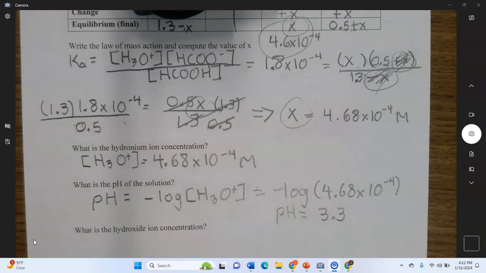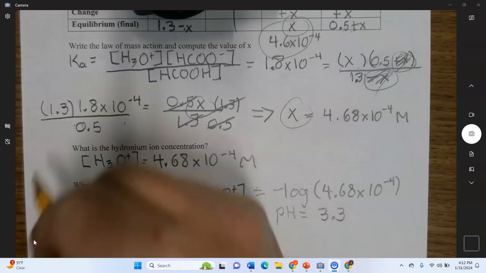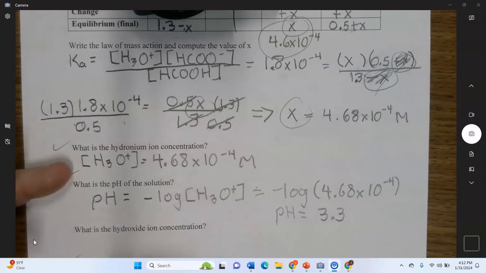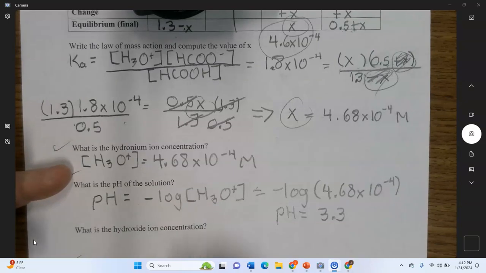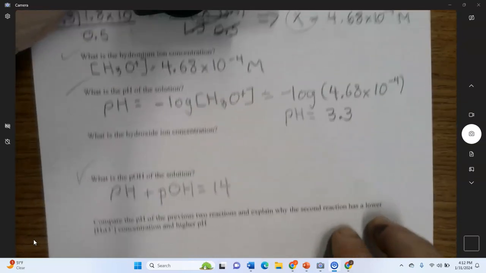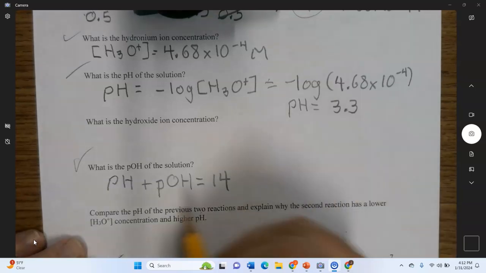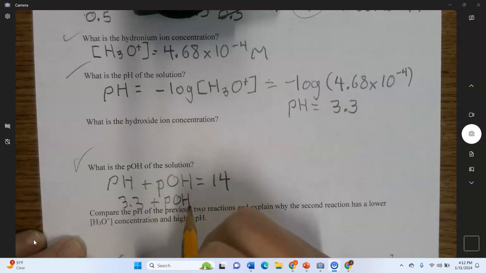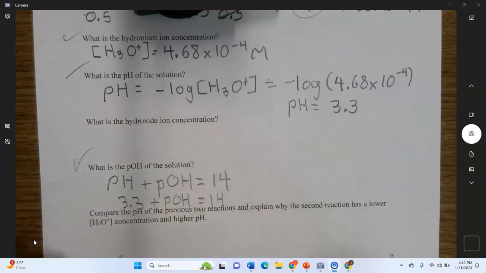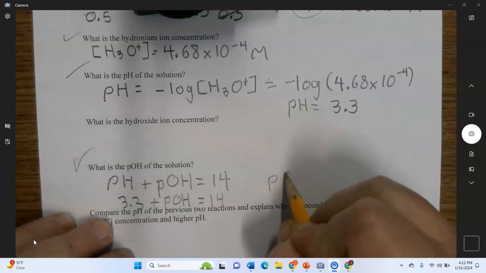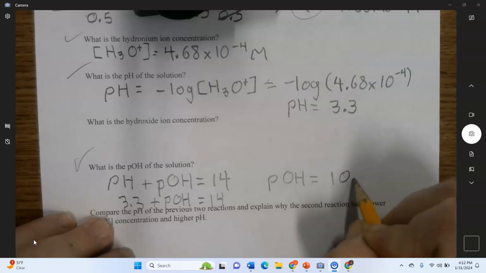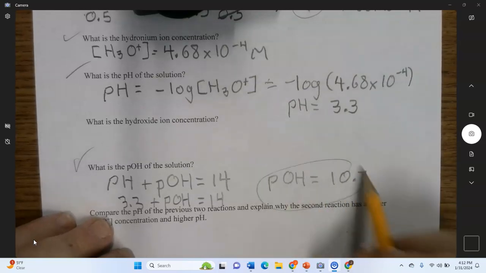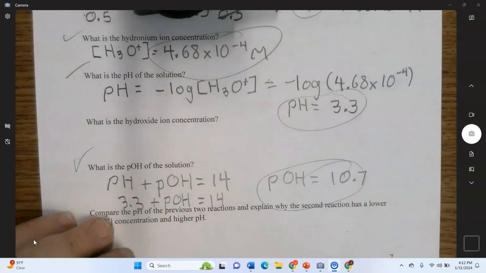All right, now the next easiest thing to do, you've got this one and this one, is I'd go down and do the pOH. So pH plus pOH equals 14. And I'm off screen, sorry about that. There you go. pH plus pOH, so pH is 3.3 plus pOH equals 14. So 14 minus 3.3 is 10.7. Okay, so that's what I get for that. So we have 3 out of the 4 right now.